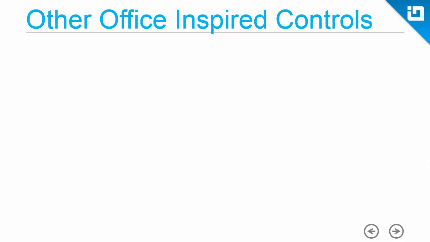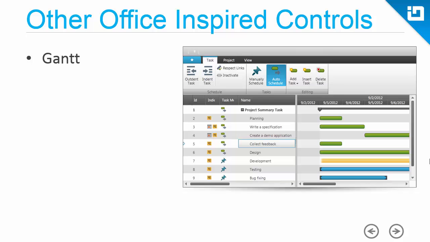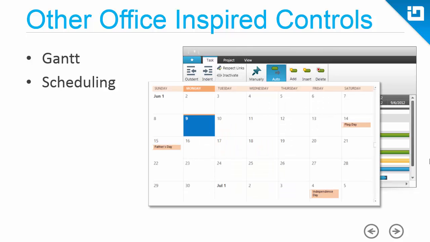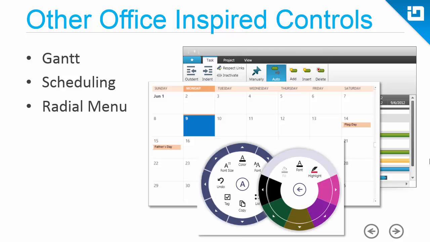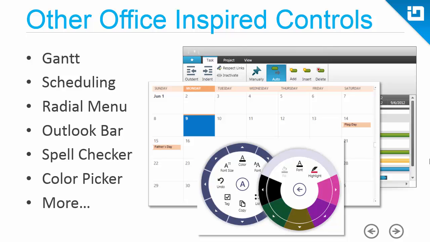But I would like to take some time to mention some of the other controls we have that allow you to build Office-inspired applications, such as our new Gantt control. You can now basically build Microsoft Project in your own custom application. You can load Microsoft Project files into our Gantt control, modify them, and save them back out to Microsoft Project files. We have scheduling. If you are familiar with the version of OneNote for Windows 8 Store applications, this is a control inspired by that radial menu. We have Outlook bars, spell checkers, and color pickers. We have just about every control you need to build every Office product.